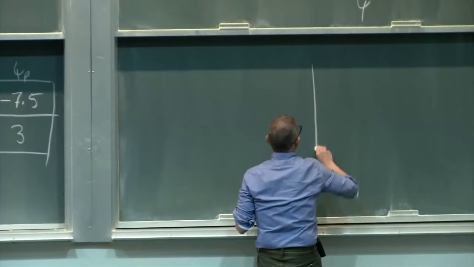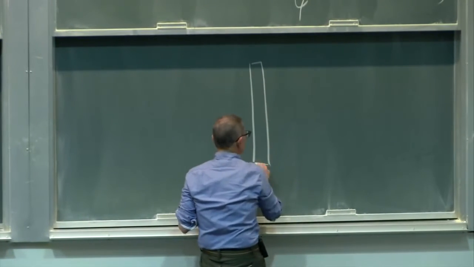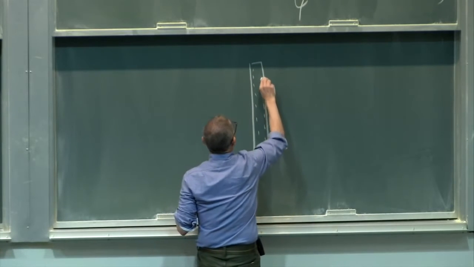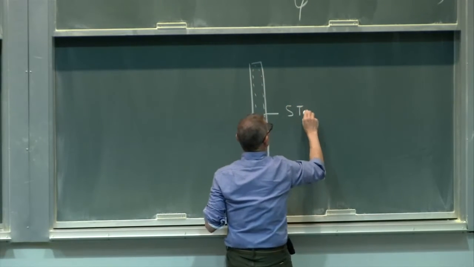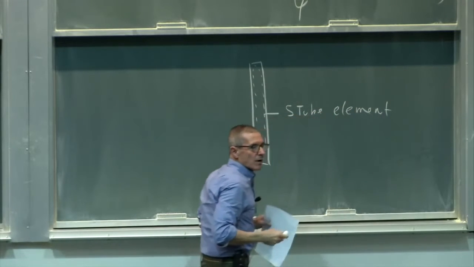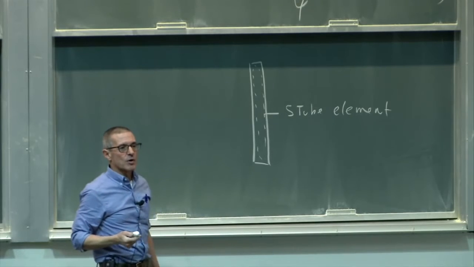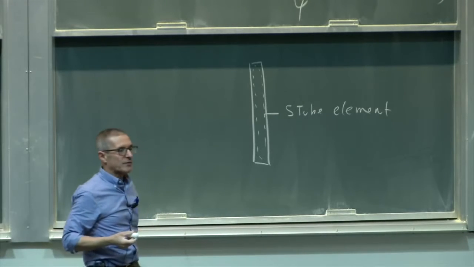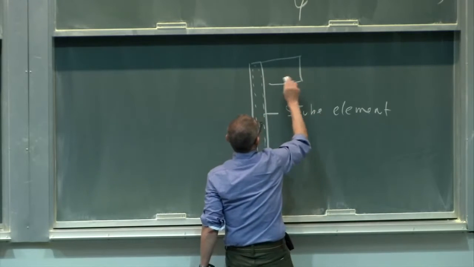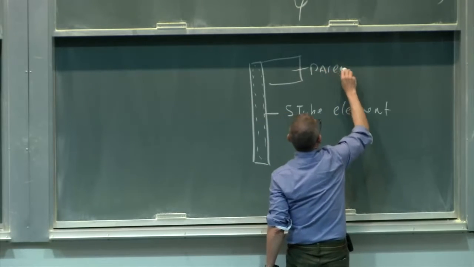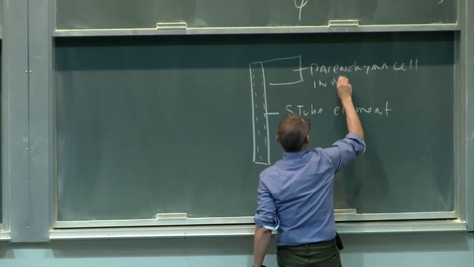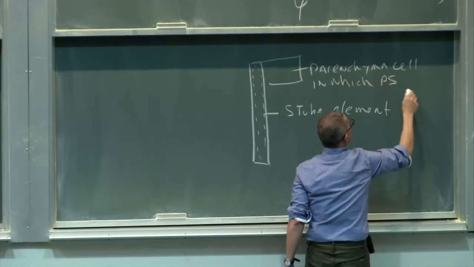And to remind you, the principal element of the phloem is a living cell with a membrane. This is the sieve tube element. And for our understanding of how the phloem works with regard to water movement, we have to add a few other things onto this. The first thing I want to add onto it is a parenchyma cell in which photosynthesis occurs.